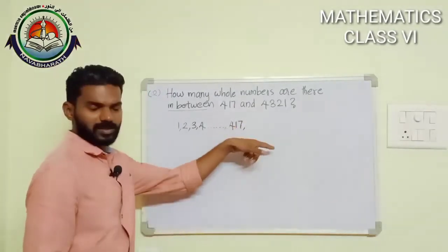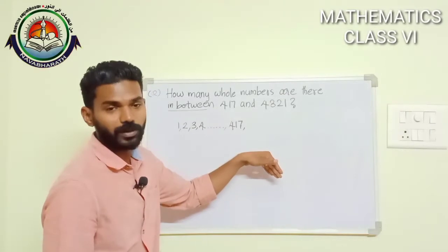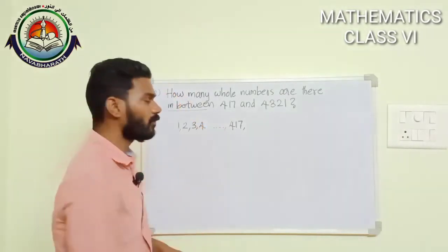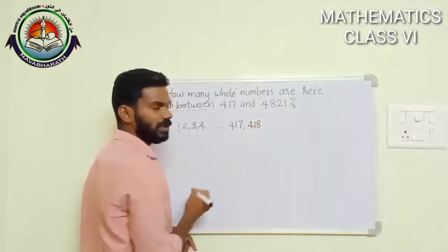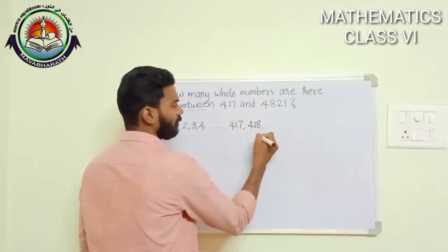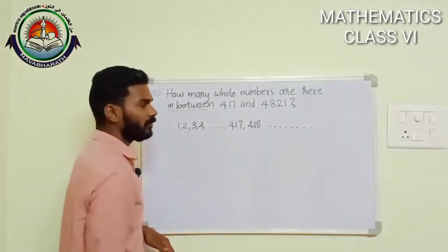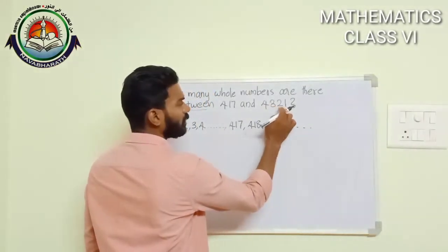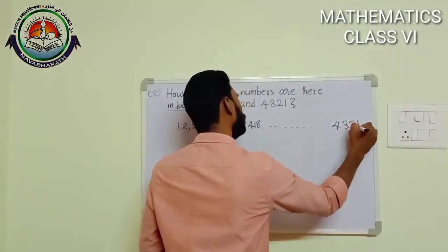What would be the next number? Next number means the successor. For obtaining the successor, we need to add 1. 417 plus 1 would be 418. Then 419, 420, etc. Then finally we reach 4321. We reach 4321. Clear?